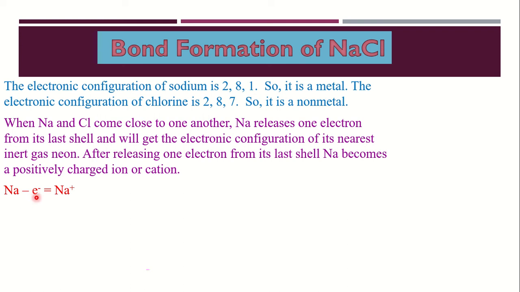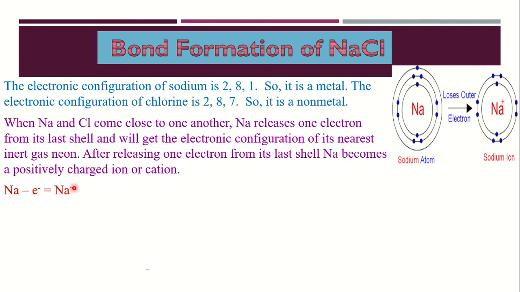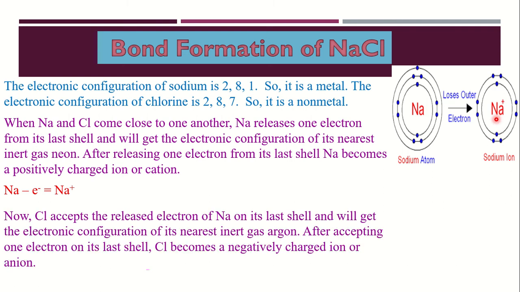After releasing 1 electron, now its number of protons is more than electrons, because 1 electron is released from sodium, so it becomes Na+ sodium ion. In the same way, chlorine also makes an anion. Look, in sodium, there are 11 protons and 11 electrons, so it is neutral, but in sodium ion, 1 electron is released from sodium, so it has now 10 electrons and 11 protons, so it becomes a positively charged ion or cation.